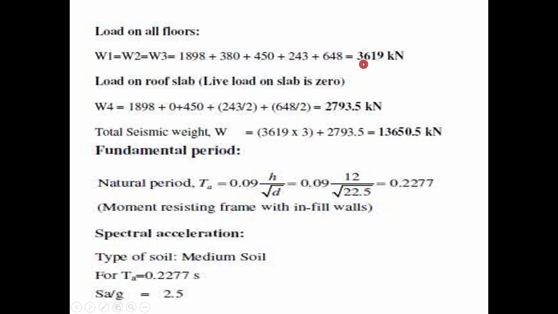For this particular problem, we're getting 3619 kilonewton as the dead load, and the load on roof slab, this is the live load calculation, is 2793.5. You may note that in the previous video we have discussed how to calculate the live load for different conditions. If it is more than 3 kN per meter square, it should be accounted in a different value, and for less than 2 it should be only half.